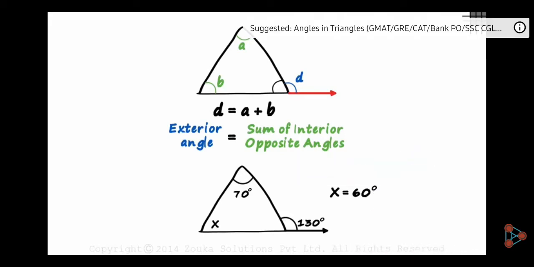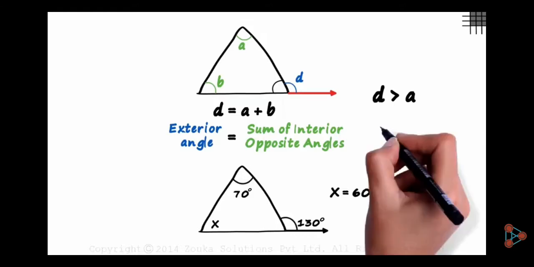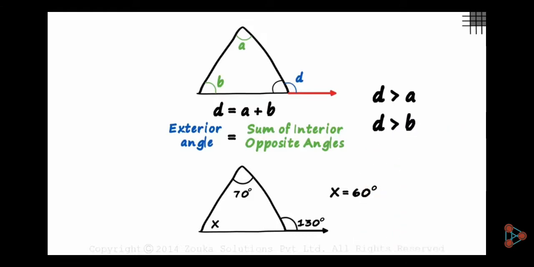In fact, there is another thing we can deduce looking at D is equal to A plus B. D will always be greater than A and D will also be greater than B. The exterior angle will always be greater than each of its interior angles. And if we call the interior adjacent angle C, then we can say that C and D form a linear pair, which means their sum will be 180 degrees.